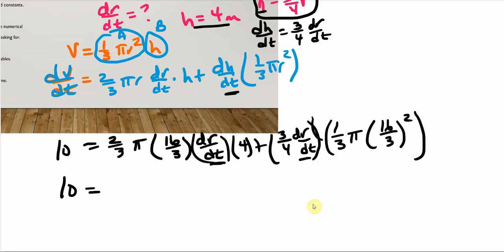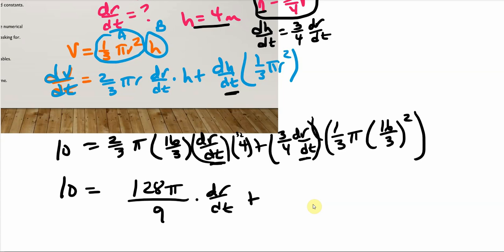So I'm going to have 10 is going to equal, and right here I'm going to end up with 2 times 16 is 32. 32 times 4 is going to be 128. So I'm going to have 128 pi over 3 times 3 is 9 times dr dt. Plus over here I'm going to end up with 16 times 16. I believe that one's going to be, is it 256? Let me check it. Yes, 256 times 3. That's going to be 768.